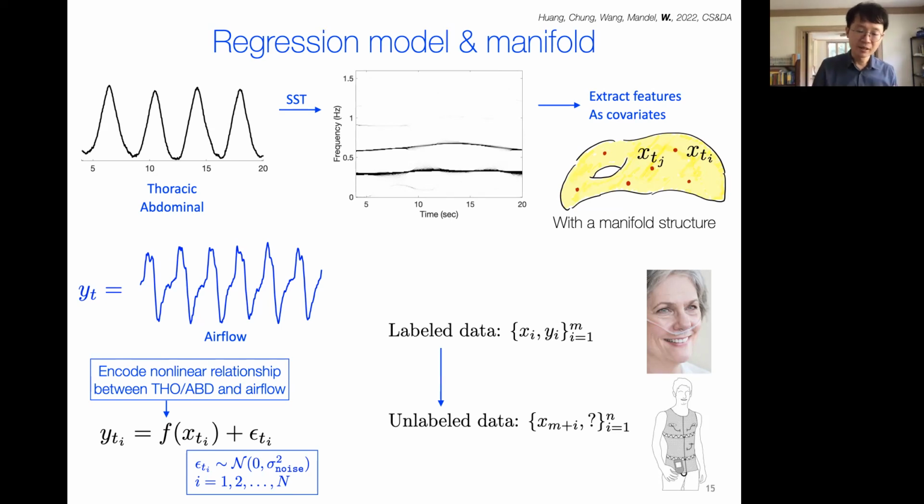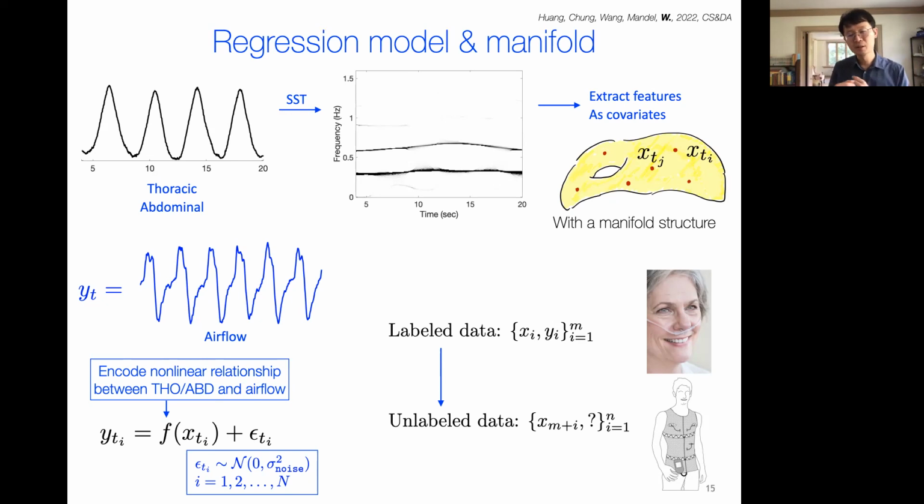And F is a nonlinear function that encodes the relationship between the thoracic and abdominal movement and your airflow. And we put in some error, which we cannot quantify, or usually you have inevitable noise.